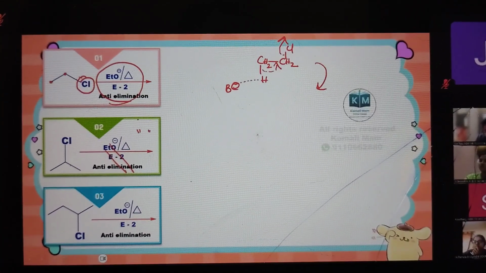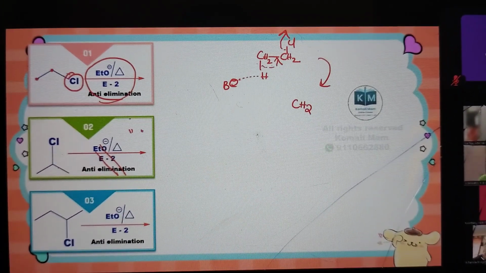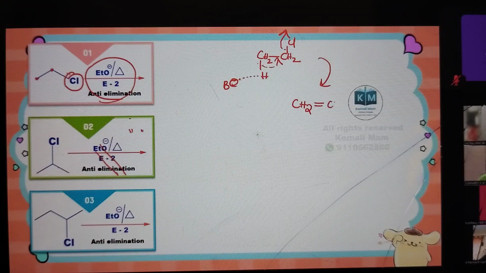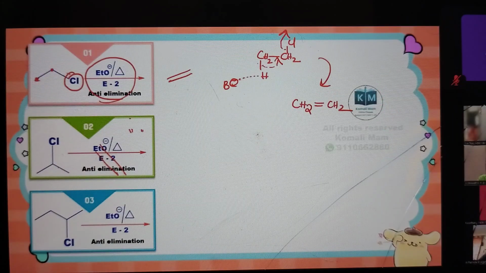Okay, opposite directions. So whenever opposite directions, this base comes and abstracts H plus, and then these 2 electrons shift here, and then that Cl goes out. It results in the formation of alkene. Simply to say, remove one H here, remove one chlorine here. But the must condition is both should be in opposite directions. Which both should be in opposite directions? Hydrogen and chlorine should be opposite.